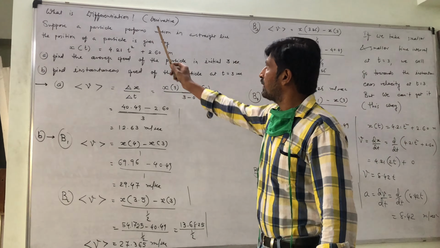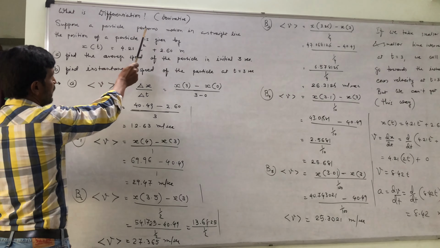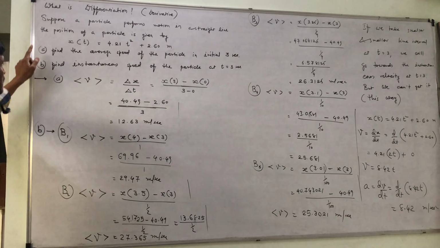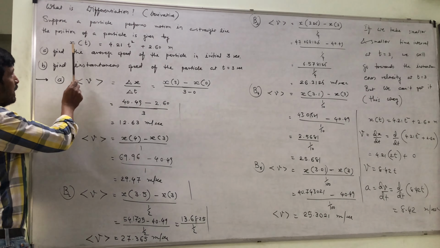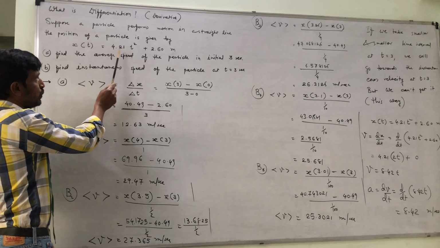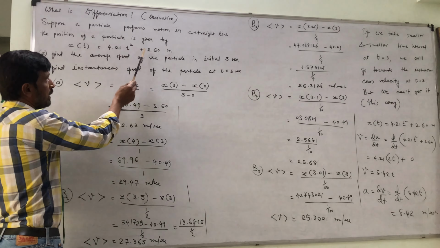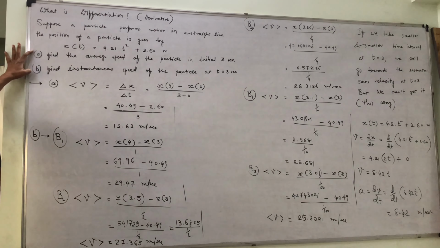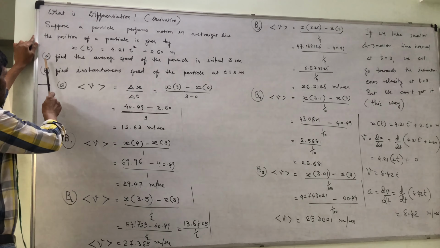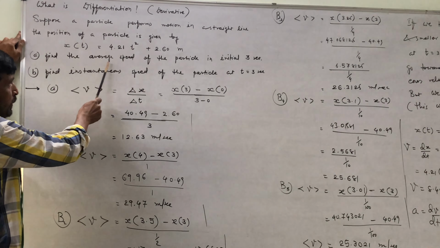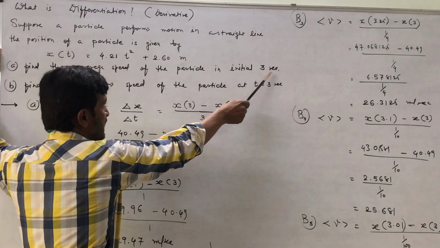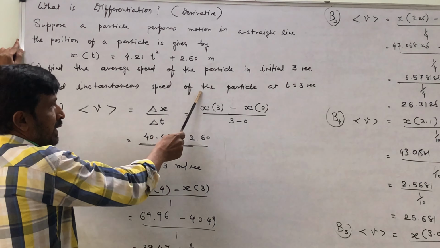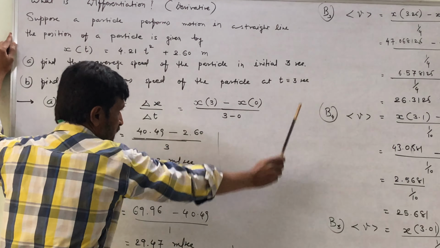The example is like this. Suppose a particle performs motion in a straight line. The position of the particle is given by x of t equal to 4.21 t square plus 2.60 meter. And we are raising two questions. A. Find the average speed of the particle in the initial 3 seconds. B. Find the instantaneous speed of the particle at t equal to 3 seconds.